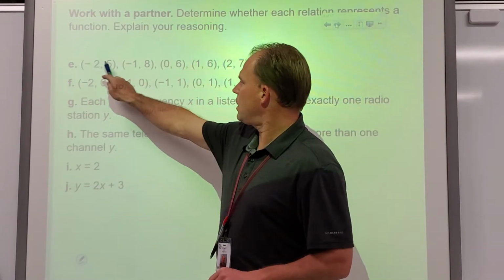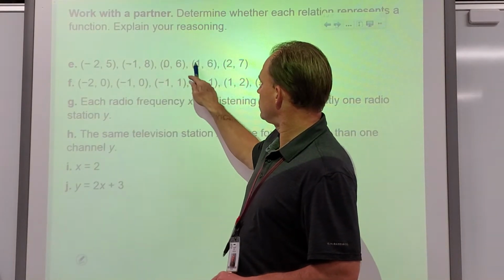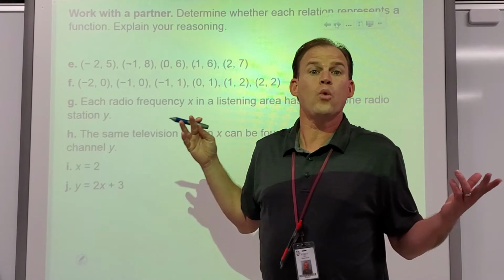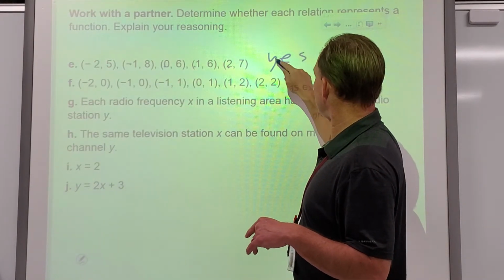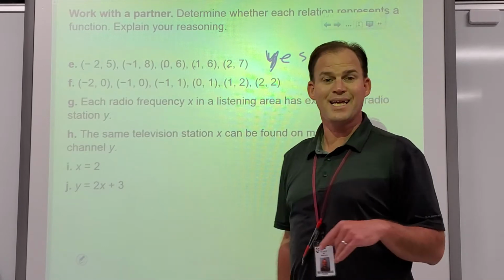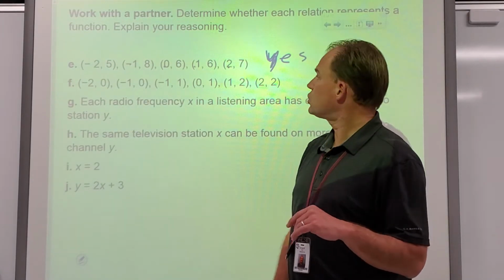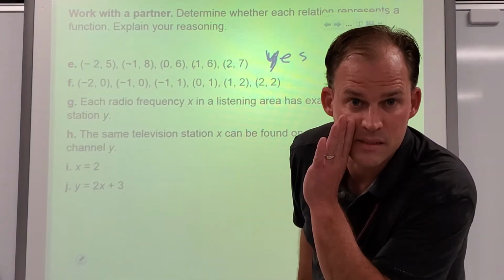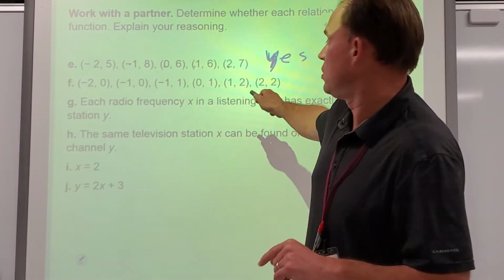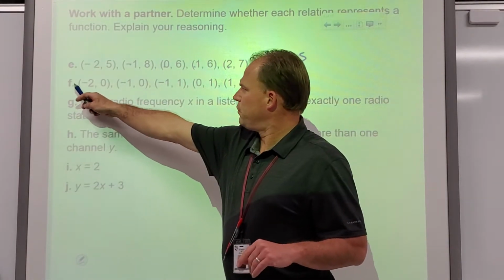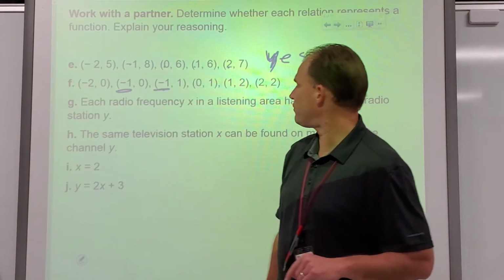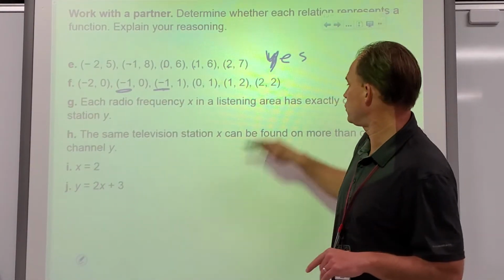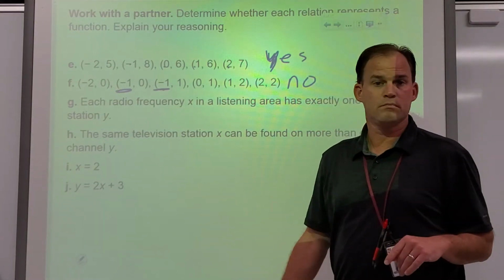Do any of the x's repeat? No repetition. So the first one here is good. Yes, that is a function. You should be writing these examples in your notes. Number F, right here. I have x's repeating themselves. No, not a function.